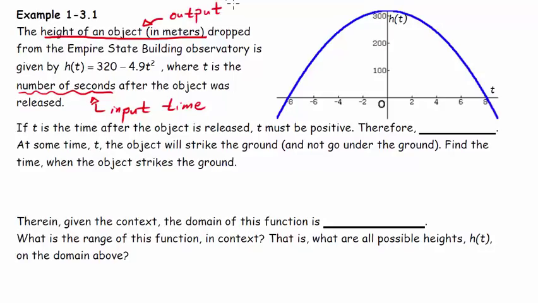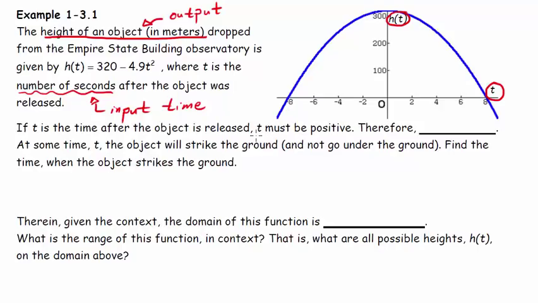Now, the output is the height of the object. So if you look down here, here's my t-axis, and then this is my h of t-axis up here. Alright, so let's start with the domain. We're considering the context. We drop an object and we record its height. Well, I hope you have some intuition that it wouldn't make sense to talk about a negative time, to talk about time before we've dropped the object.